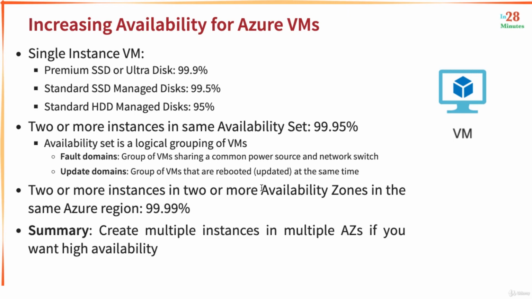In summary, if you want high availability, you want to create multiple instances. If you create multiple instances in the same availability set, you get 99.95% availability. If you create the instances in 2 or more availability zones, then you'd get up to 99.99% availability. Let's say I would want to create multiple instances in multiple availability zones. How do I automate the creation of all that? That's what we'll be looking at in the next steps.